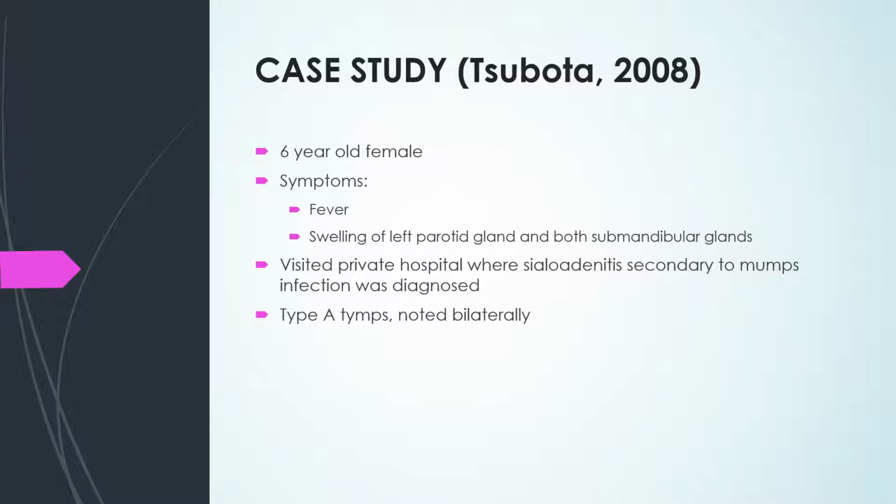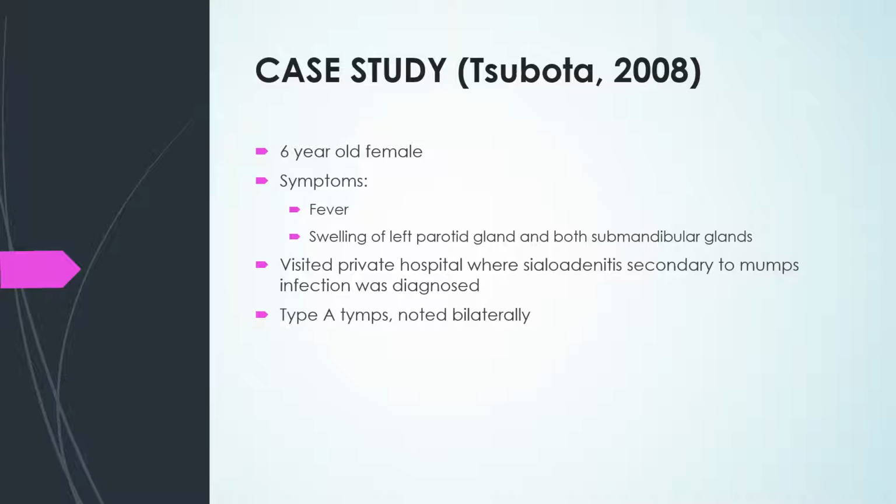Okay, so case study. The case study includes a 6-year-old female. She came in to a hospital. Her symptoms included fever and swelling of the left parotid gland and both submandibular glands. She visited a private hospital where sialadenitis, secondary to mumps infection, was diagnosed.